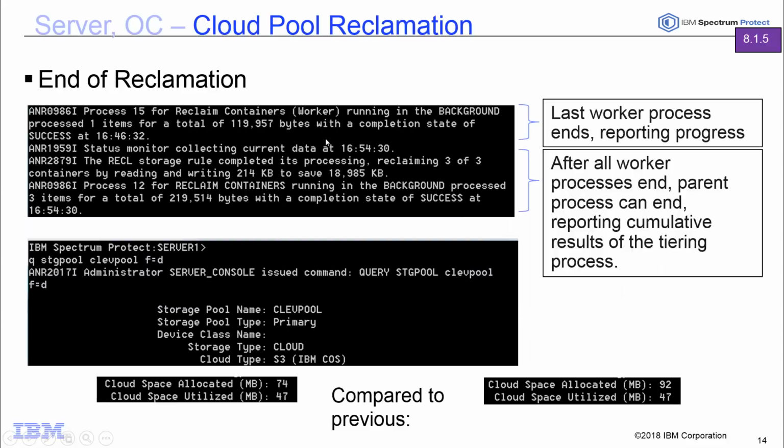At the end of reclamation, you will see the process completing. And if you do a query storage pool at this time, you'll see now the cloud space allocated is 74 bytes with the cloud space utilized as 47 compared to the original one of the allocated of 92.